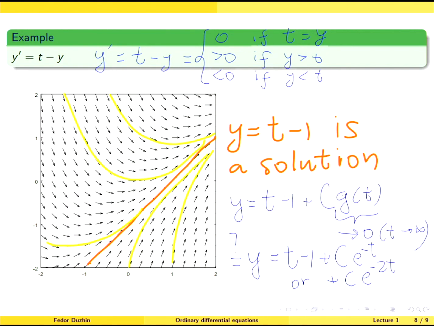So we can identify regions of the ty plane where solutions are increasing, regions where they are decreasing, and then in this case we see that there is a particular nice solution that we can immediately identify too, and then by the fact that all other solutions they approach it, we can conclude that the general solution of this differential equation is of some specific form.